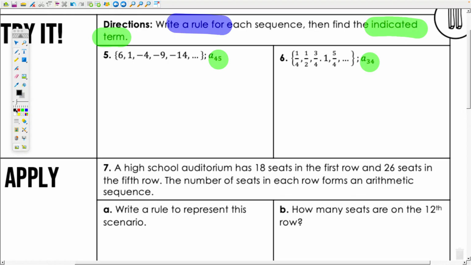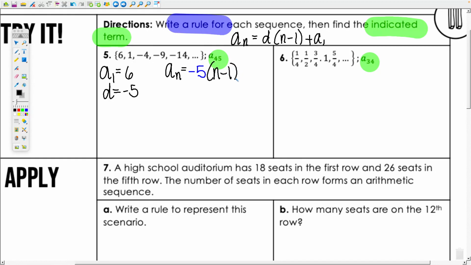I've got my formula that I will write here so I don't have to keep writing it. a sub n equals the common difference times n minus 1 plus a sub 1. So let's see what we got here. My a sub 1 on number 5 is 6. My common difference should have been negative 5. Hopefully you got that. So when I substitute numbers where they belong, I'm going to have a sub n equals my common difference of negative 5 times n minus 1 plus 6.